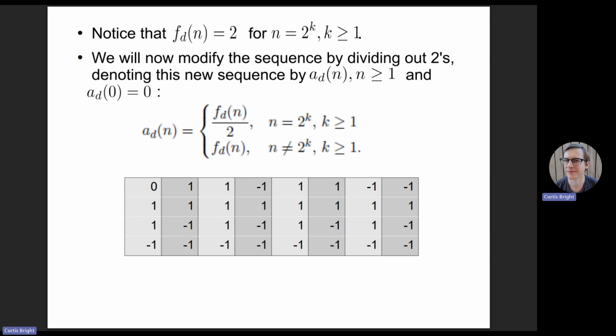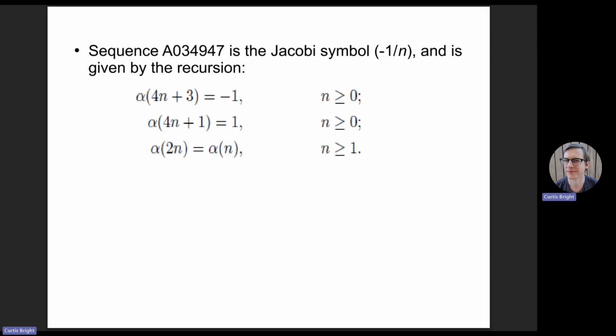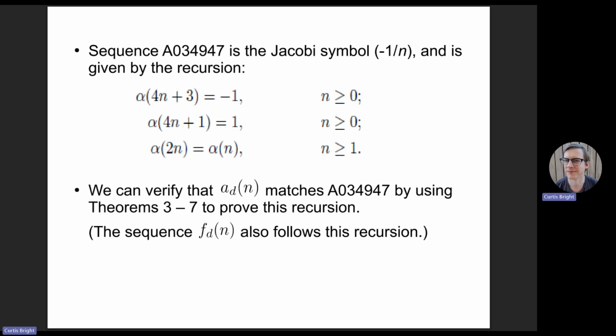Is this sequence known? Yes, this one was in OEIS, which is nice. So we're hitting on something known. What is the sequence? It actually is the Jacobi symbol for negative 1 over n, which is nothing at all related to what we're doing, but it's a known sequence, and it was given by this recursion, which is kind of nice. And we can verify based on the patterns we already found that yes, this does match our sequence. We can prove this holds based on those theorems 3 through 7 we just looked at. So we do have some kind of a recursion happening here, some kind of a known sequence.